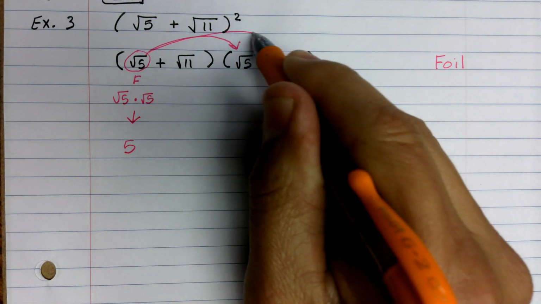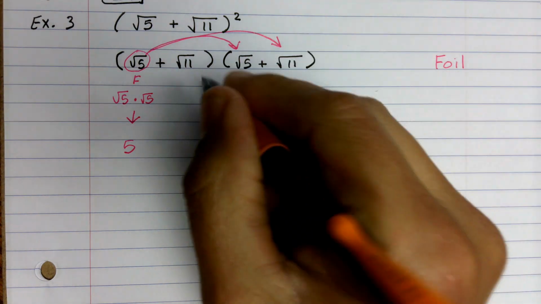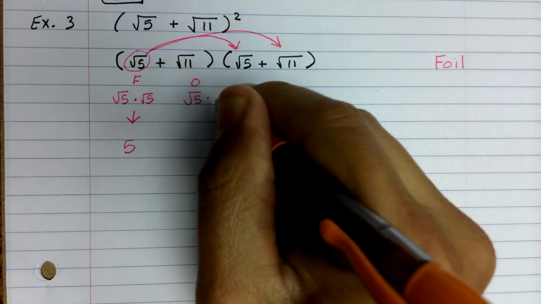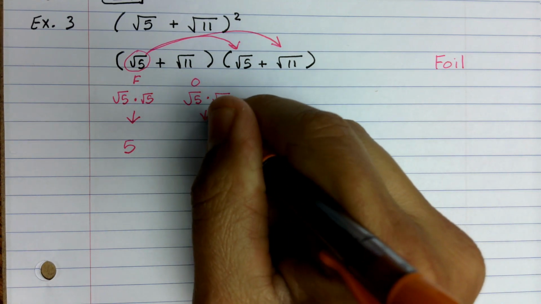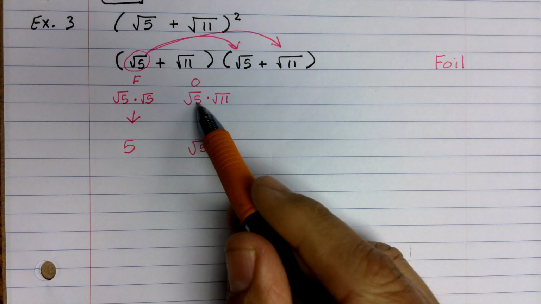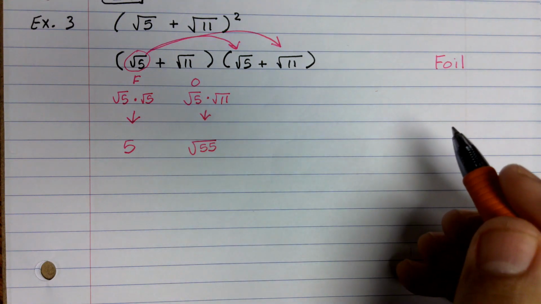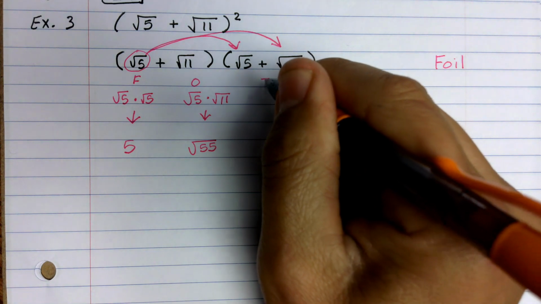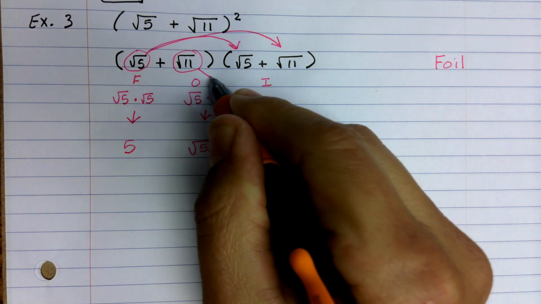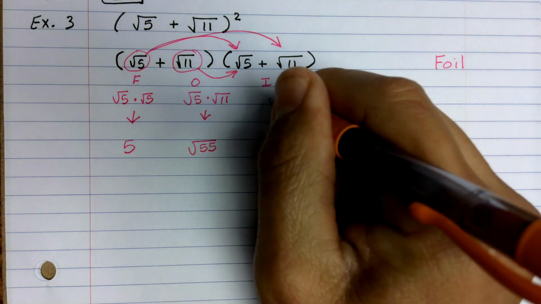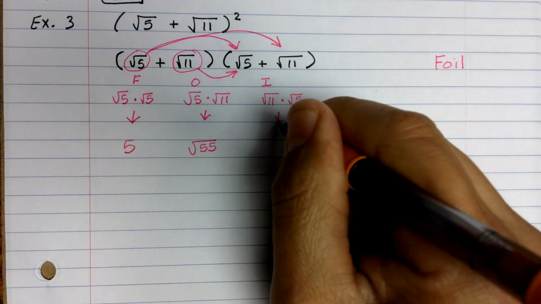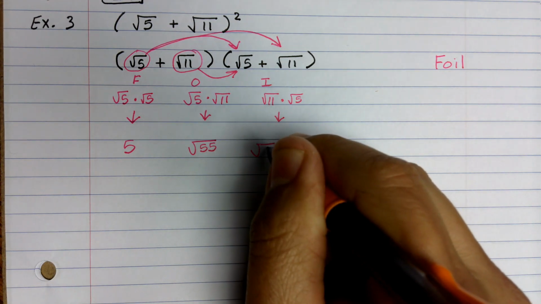Now I'm going to take this square root of 5 and multiply it to the next term. We call that our O, our outer. The first is multiplied to the outer. So I have square root of 5 times square root of 11, and that is going to give me the square root of 55. Notice all I did in that case was multiply the radicand of 5 to the radicand of 11. And now we're going to go ahead and do the I in FOIL, which is to do the inners. So I'm going to take this inner square root of 11 and multiply it to the square root of 5. Once again, 5 times 11 gives me 55, so I end up with the square root of 55.